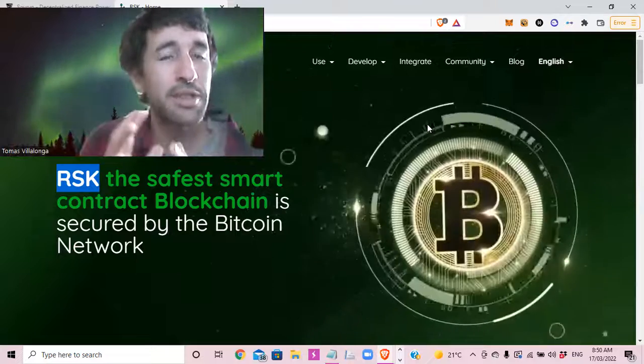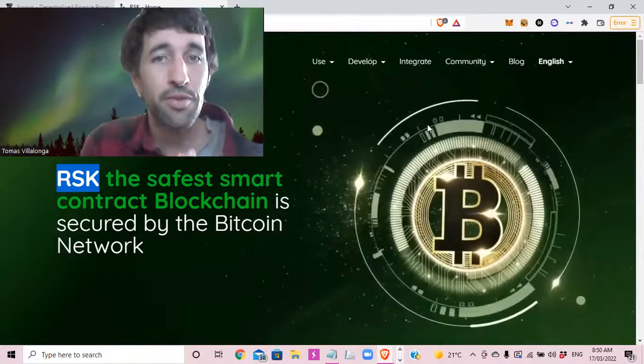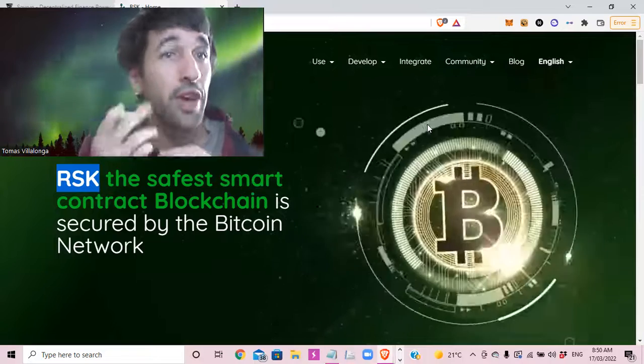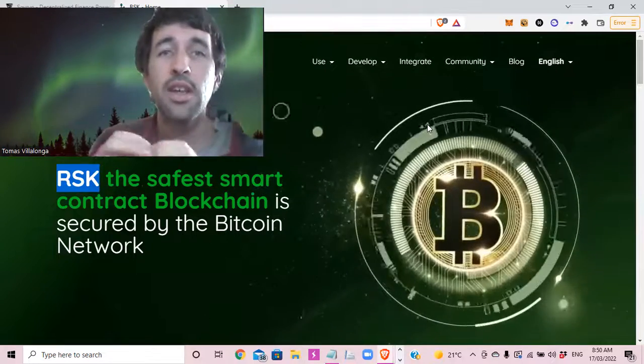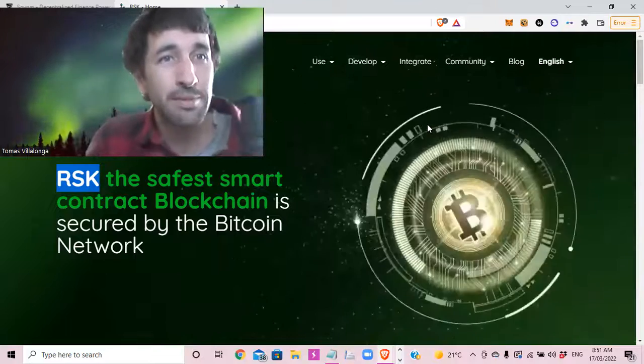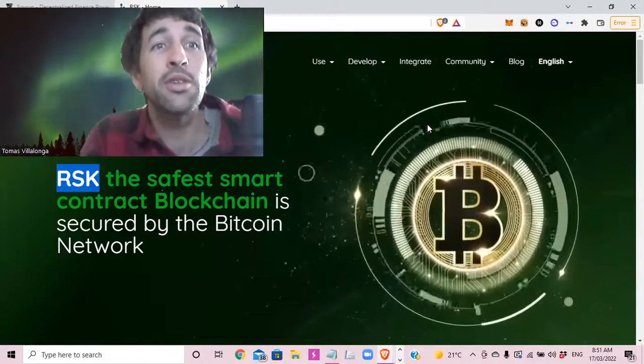So that has been talked about for a number of years. People were theorizing this, right? And in the last few years, we started seeing the first attempts at actually building this Bitcoin layer 2.